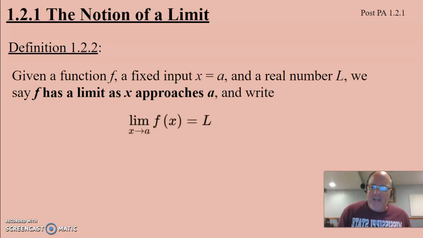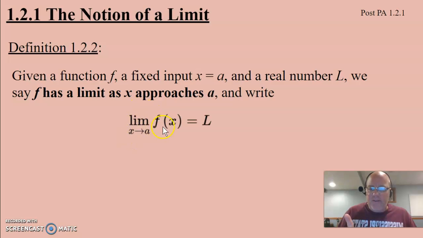It says, given a function f, a fixed input x equals a, and some real number L, we can say this: f has a limit as x approaches a. And the notation we use to write this is this notation here. The way I read this notation, I say the limit as x approaches a of f of x is equal to L. And this is what limit notation is all about.